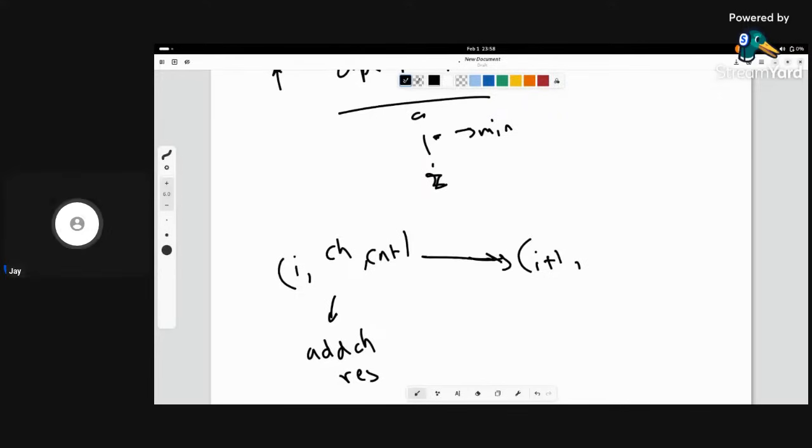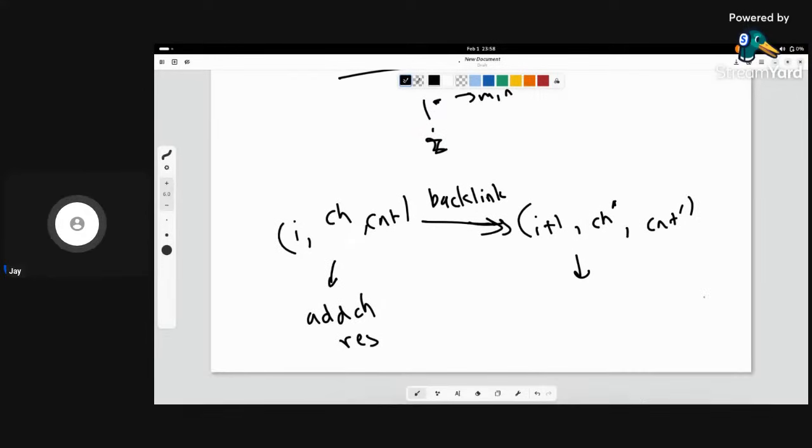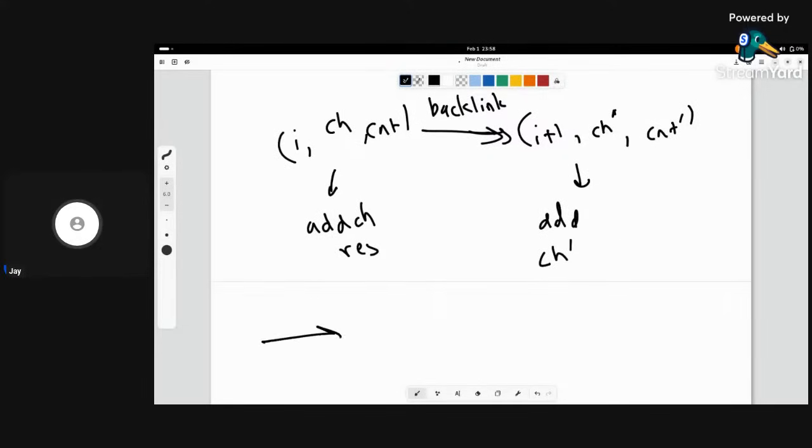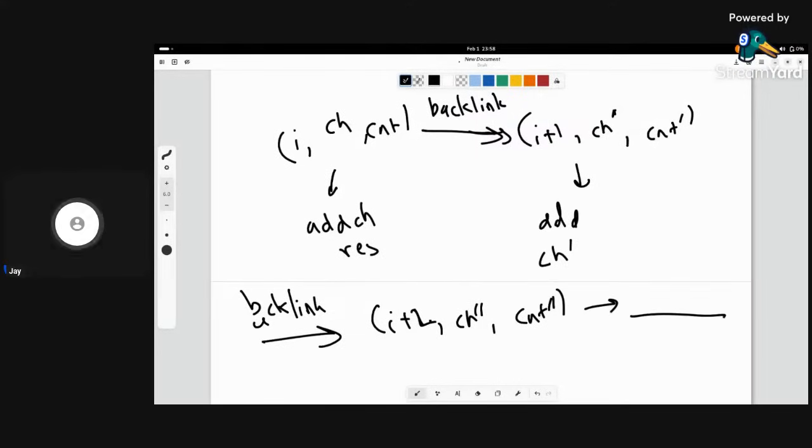So you use your backlink to go to I plus 1, some new character, and some new count. Then you once again add your new character to your array. Then once again you traverse your backlink and get something at I plus 2, some new character, and some new count. And you go on doing this up to n minus 1 times, and finally your backlink would point to nowhere. That's usually represented by a backlink equal to -1.